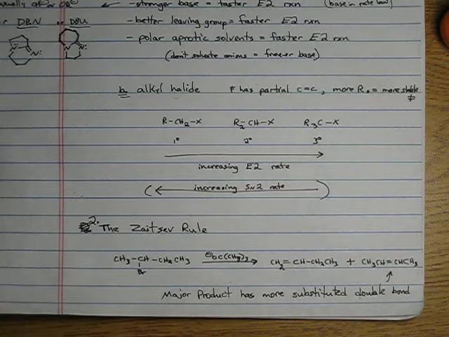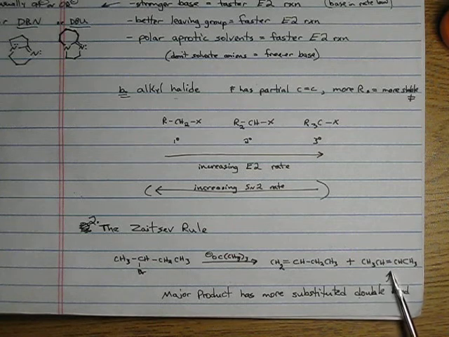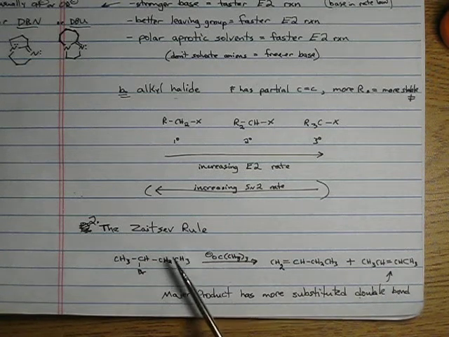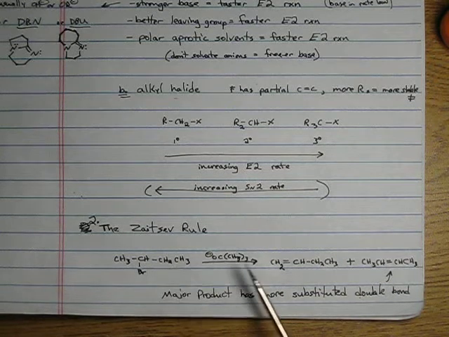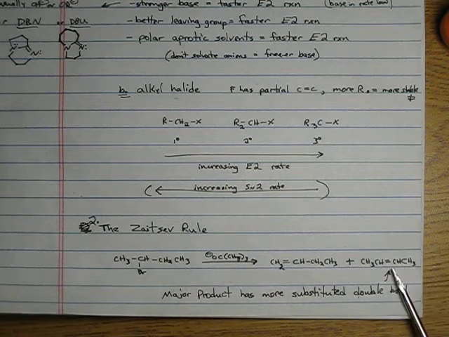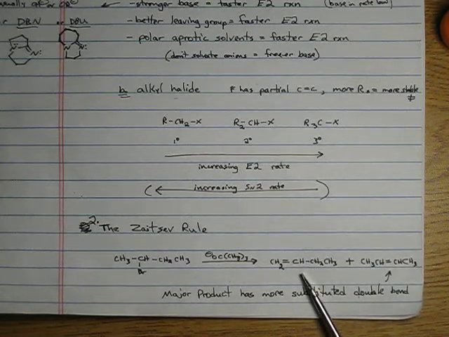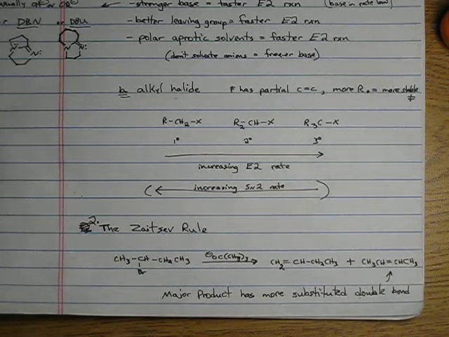Well, good news. There is a rule, the Zaitsev rule. Zaitsev found when running these reactions multiple times that you do get both products, but the major product has the more substituted double bond. So this product here, when the base attacked one of these beta hydrogens of the CH2, gave us a more substituted double bond. As we remember, more substituted double bonds are more stable. Therefore, we have a more stable product, we get more of it. The less stable product, we do not get as much of that.